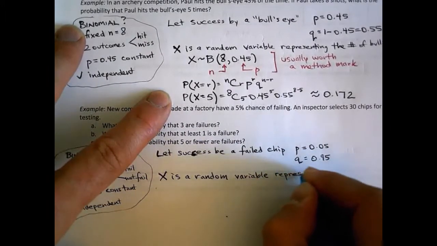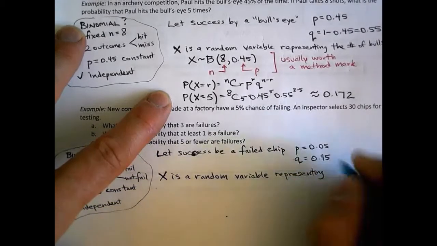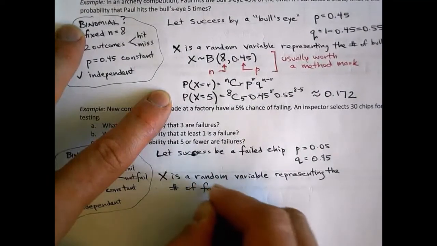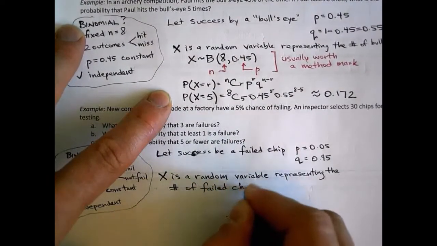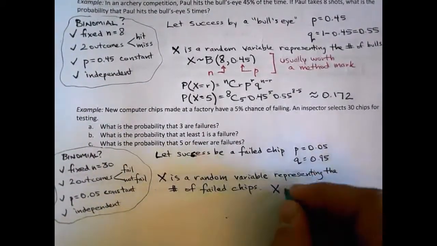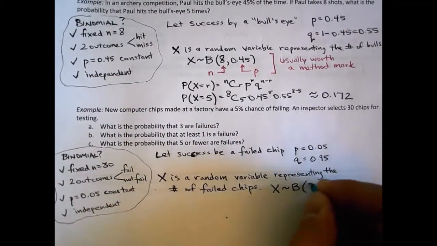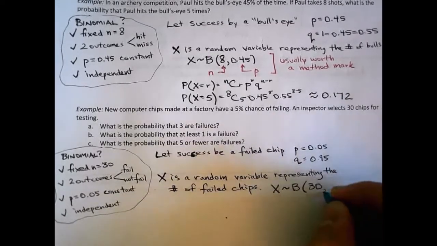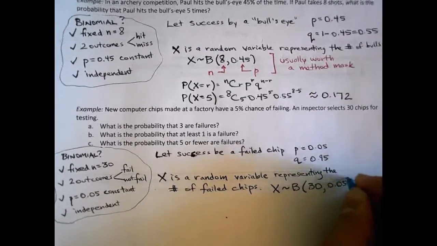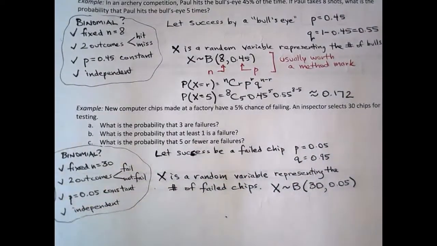Representing the number of failed chips. And we know then that x follows a binomial distribution. We're looking at 30 trials and the probability of success of getting one of those failed chips is 5%. Again, that's probably worth a method mark.